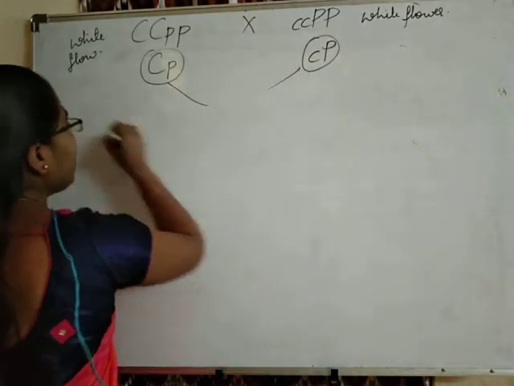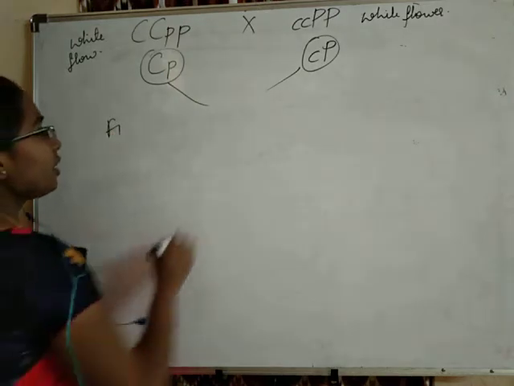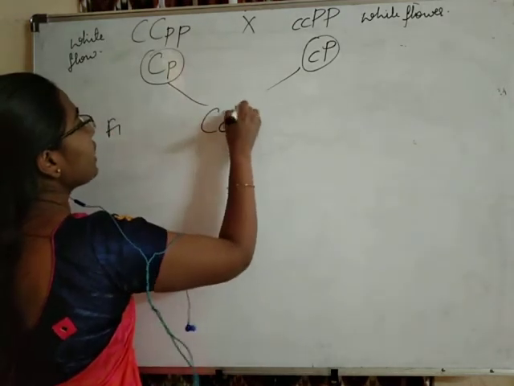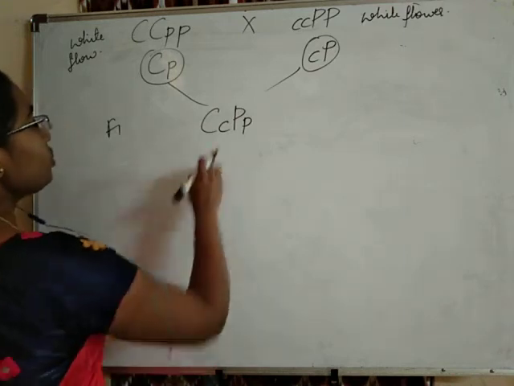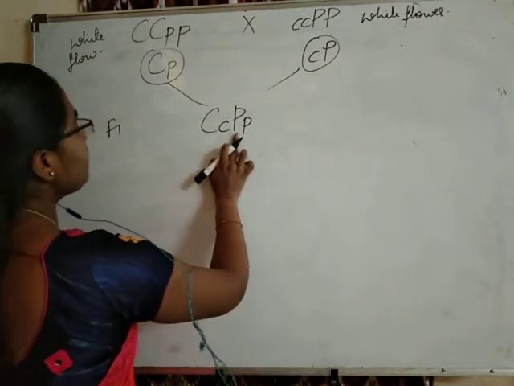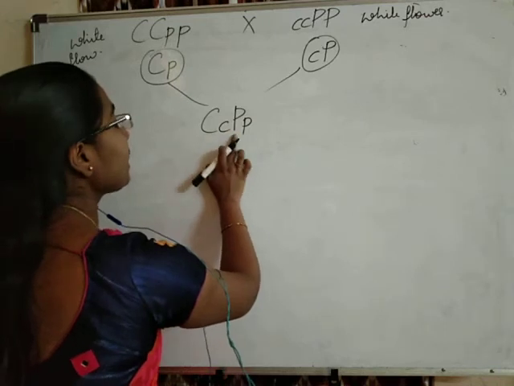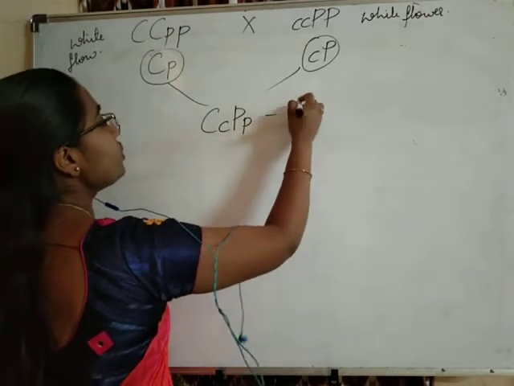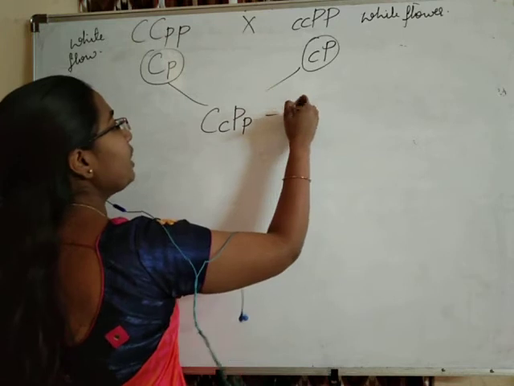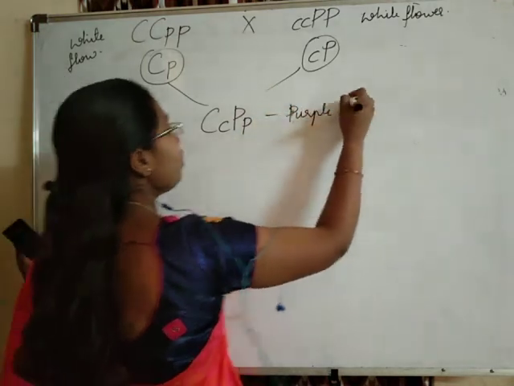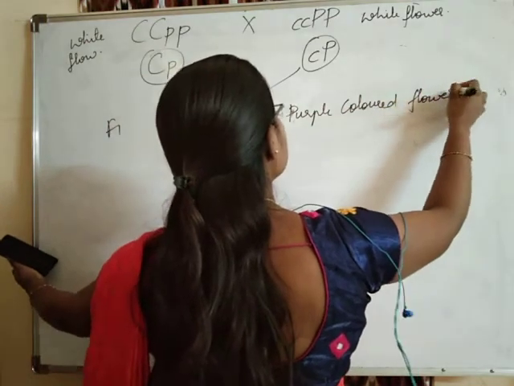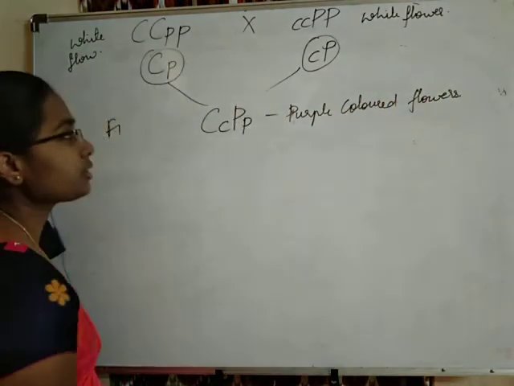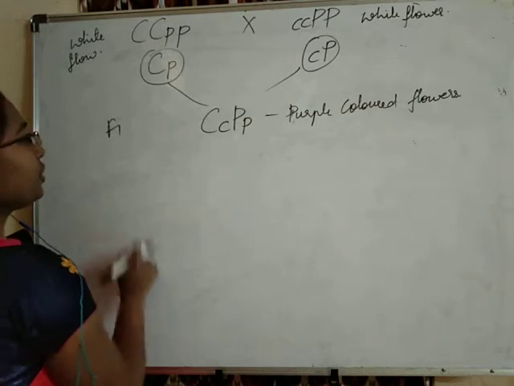Now, the F1 individuals will be capital C, small c, capital P, small p. Because both capital C and capital P are present, this individual will show purple colored flowers. Let us see what happens in the F2 generation.